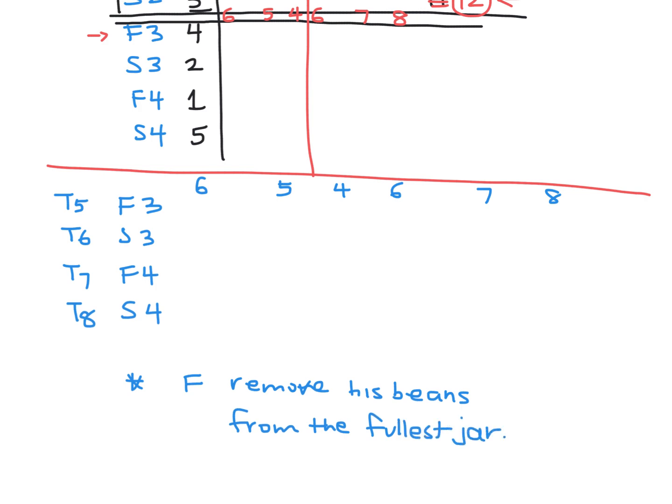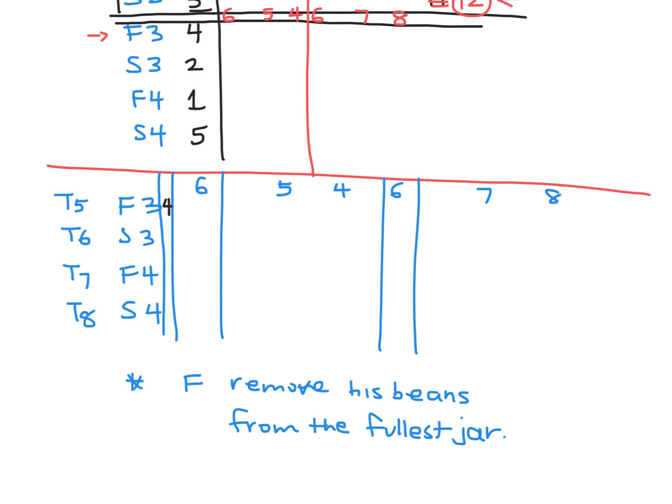Okay, so let's do this one here. This 6 and this 6. If there was 6 and 6, well, they're equal, so it doesn't really matter which jar he removes them from. So if we're going to remove 4, 2, 1, right? So he removes 4, 2.